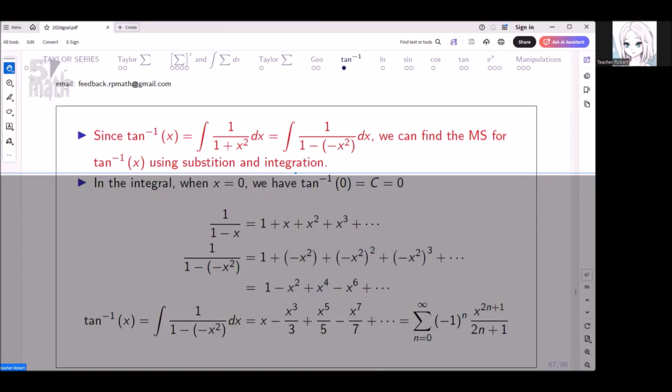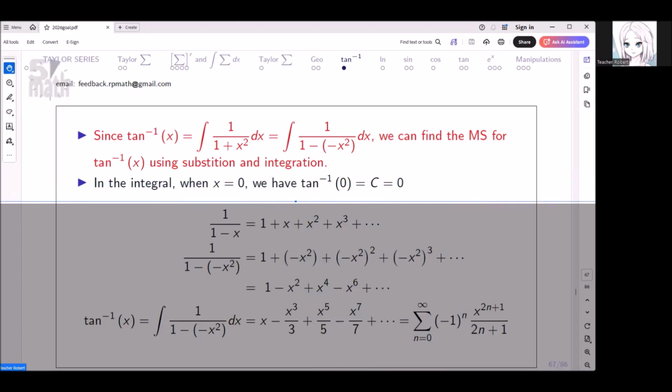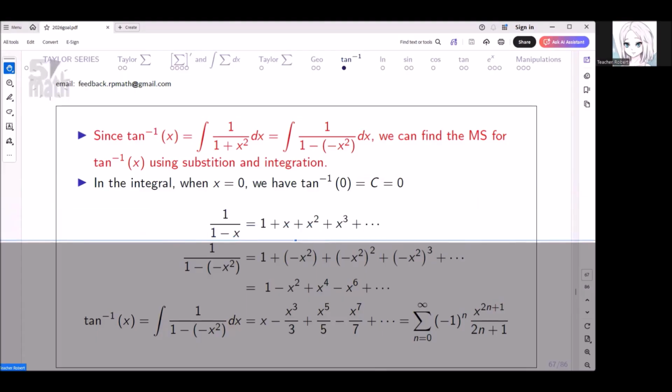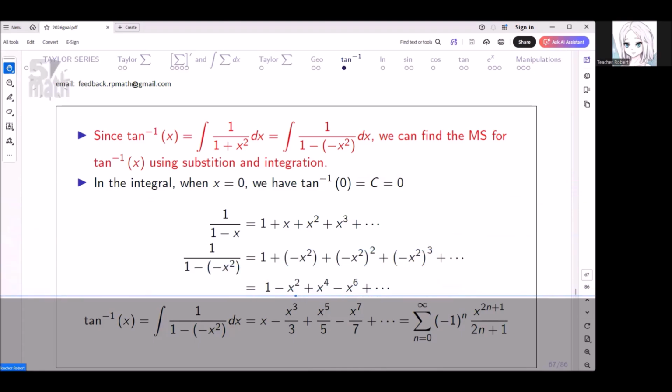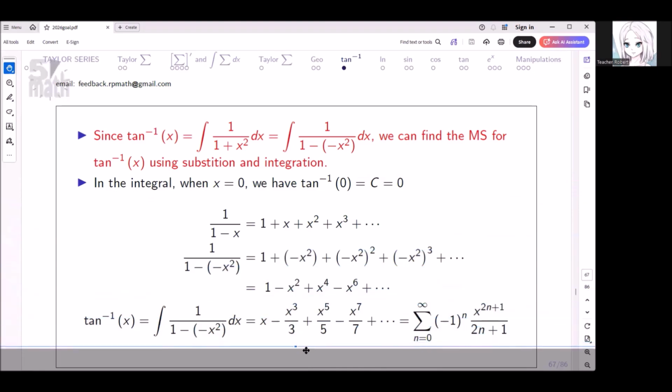Since inverse tan x equals this, we can find the Maclaurin series for inverse tangent using substitution and integration. In the integral, when x equals 0, we have inverse tan 0 equals c equals 0. We have the following, and the following, and the following.